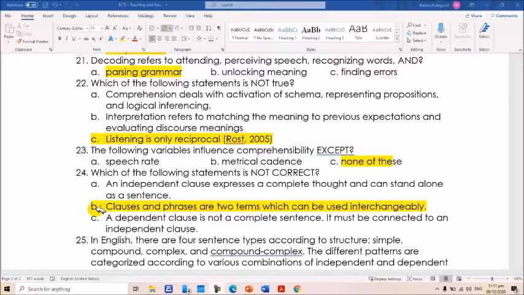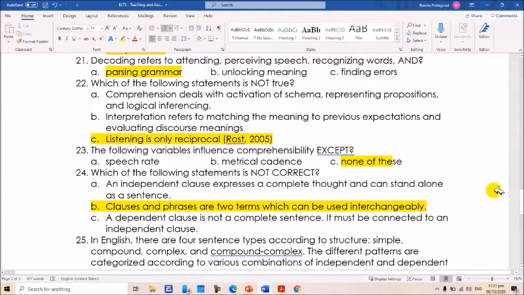Clauses and phrases are two terms which can be used interchangeably. We all know that clauses are not the same as phrases. Clauses are a group of words with a subject and a verb, right? While phrases are merely a group of words without a subject and a verb. So these two are two different things.